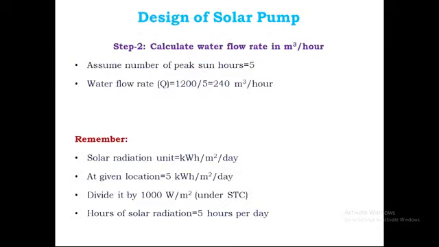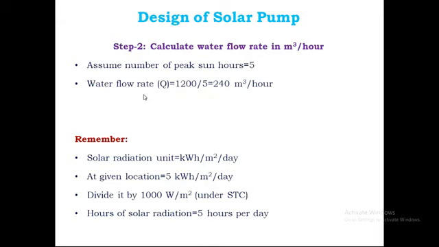Then after, you have to calculate the water flow rate. This water flow rate depends on the sun peak hours. How can you calculate it? In the last two sessions we discussed. Solar radiation is generally measured in kilowatt hour per meter square per day, and at a given location the solar radiation is, say, 5 kilowatt hour per meter square per day. I am just assuming, as it changes from location to location. Divided by the standard testing condition irradiation, you will get 5 hours per day.